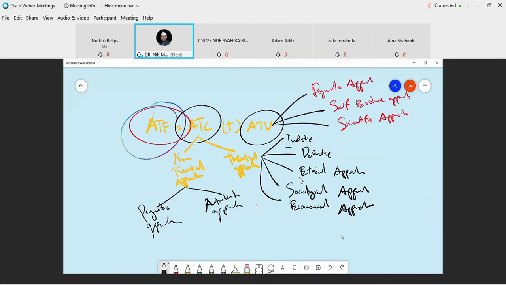And for the theoretical approach, you are going to have an inductive approach, deductive approach, ethical approach, sociological approach, and economical approach. Again, there are so many approaches that you need to understand, but it is not so difficult to have a good understanding of what accounting theory formulation actually is.